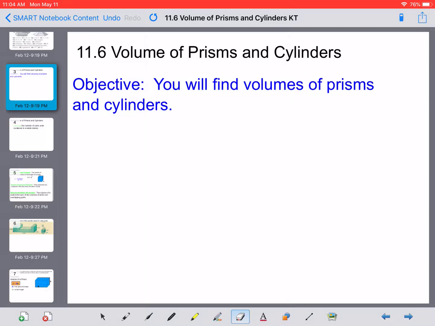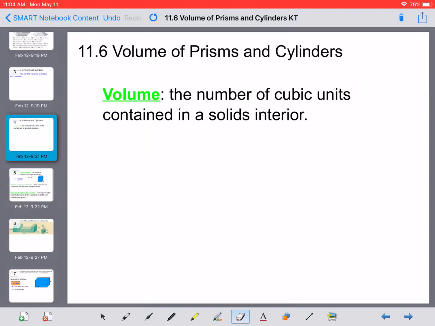Today we're going to talk about how to find the volume of prisms and cylinders. To be able to do this, we have to understand what volume is. The volume is the number of cubic units contained in a solid's interior.